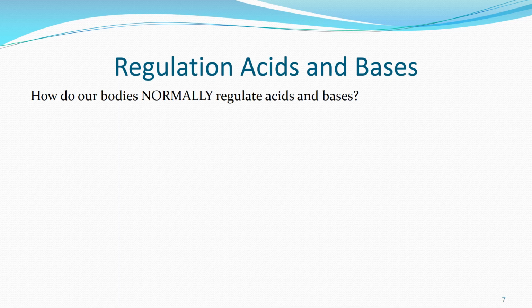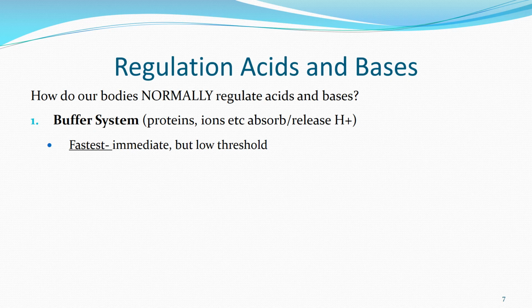So how do our bodies normally handle these fluctuations? Well, we have a few systems in place to be aware of. These are regulatory or compensatory mechanisms to bring that pH back into the normal range of 7.35 to 7.45. So what are they? Well, first is our buffer system. These are proteins, ions, and other substances that immediately respond to changes in the pH within seconds. The buffer system is the quickest system to respond to a pH change and can neutralize weak acids or weaken strong acids.